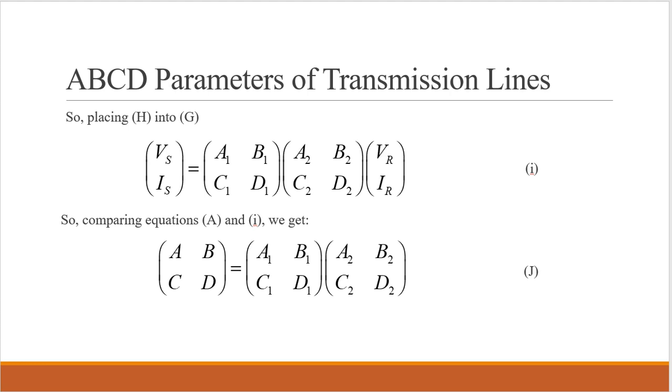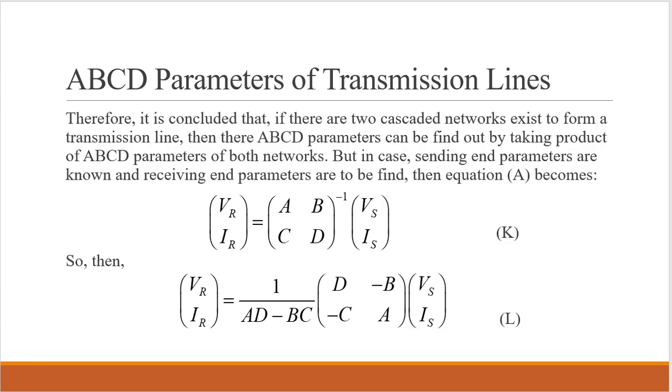Because we have compared this equation with equation A, you have noticed that Vs Is equals ABCD into VR IR. That was equation A, and from that equation we have noticed that this A1 B1 C1 D1 multiplied by the matrix of the other cascaded network, that is A2 B2 C2 D2, gives us this particular value.